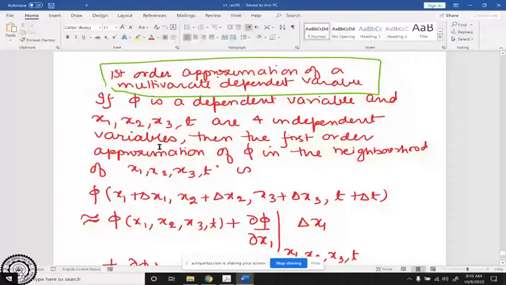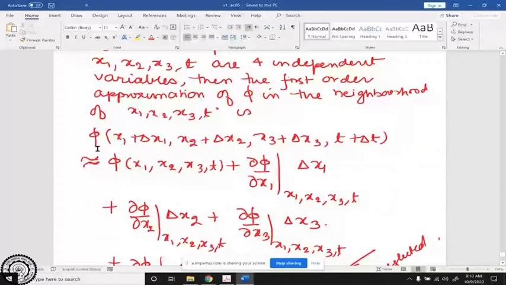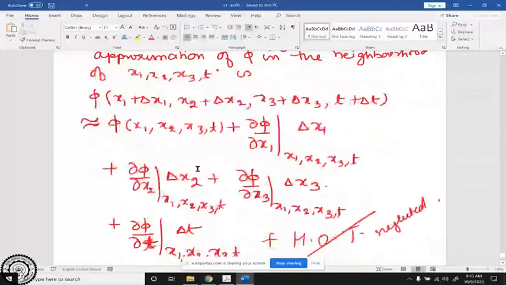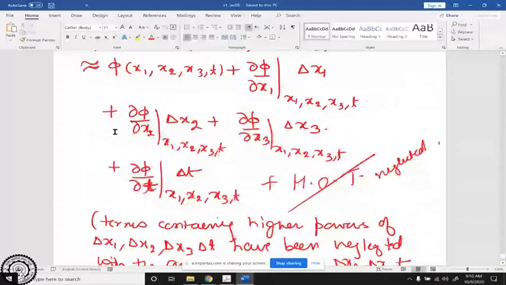In that case, I would still like to make a first order approximation of phi in the neighborhood of x1, x2, x3, and t. And when I say neighborhood, I want the value of phi at x1 plus delta x1, x2 plus delta x2, x3 plus delta x3, and t plus delta t. That is the neighborhood of the base location x1, x2, x3, t. So if I go for a first order Taylor series approximation of phi in the neighborhood of the base location, this is what the expression will be, what you see here.